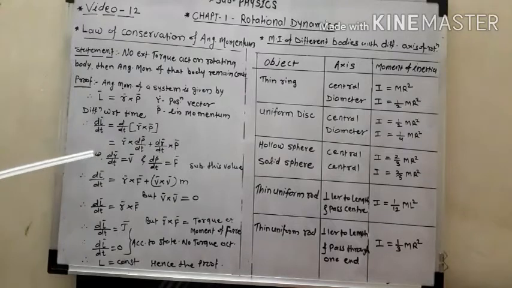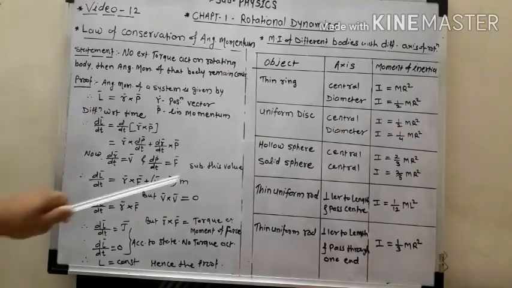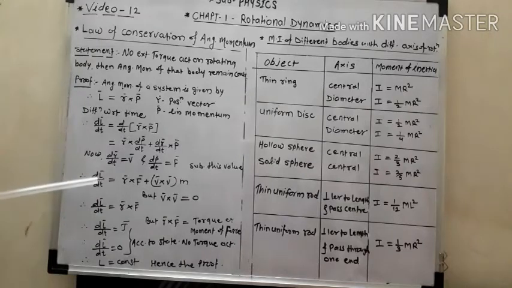Then we see that dR bar by dt is nothing but v bar, the rate of change of displacement with respect to time. This is nothing but the velocity. Therefore, dR bar upon dt is v bar, and dP bar by dt is nothing but the force, that is F bar. Then substituting these values in the above expression, we get dL bar upon dt is equal to R bar cross dP by dt, which is F bar. Therefore, R bar cross F bar.